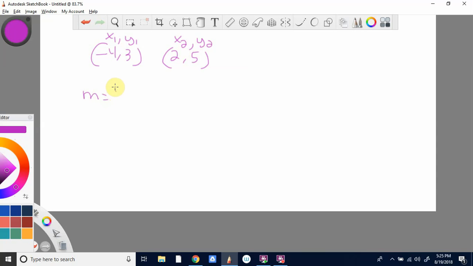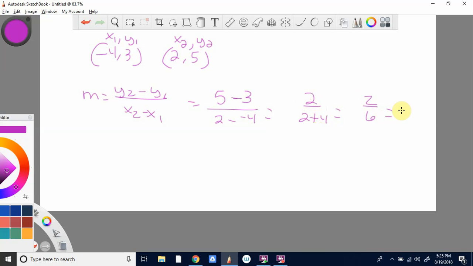So we said my formula is y2 minus y1 over x2 minus x1. So y2 is 5, and you put your minus as in the formula. y1 is 3. It's y2 minus y1. Then x2 is 2 minus, what is that, a negative 4. So this becomes 2 plus 4, or simply 2/6. It's a fraction, so your slope is 1/3. Pause the video and try guided practice 3A and 3B.